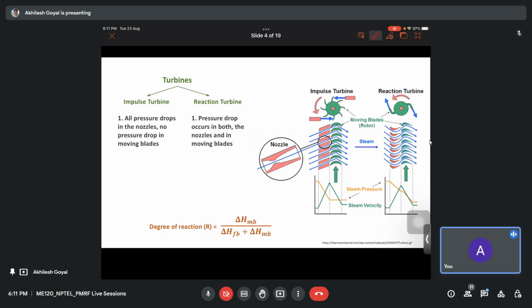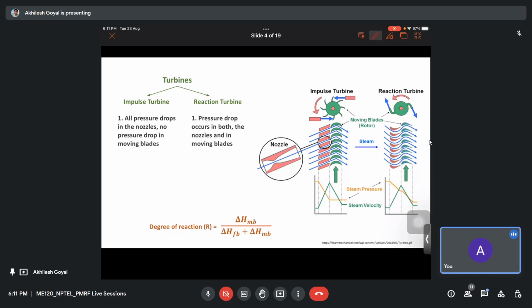Okay, but in the case of reaction turbines, the whole pressure is not dropped in the nozzle, but a partial pressure is dropped in the nozzles and the remaining pressure drops in the moving blades as well. So when the pressure drops in the moving blades, then due to the drop in pressure, there is a reaction from the steam coming out from the blades. Due to this reaction, a force is exerted on the moving blades.